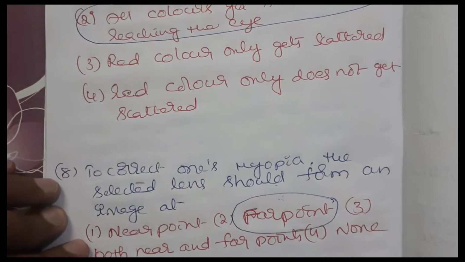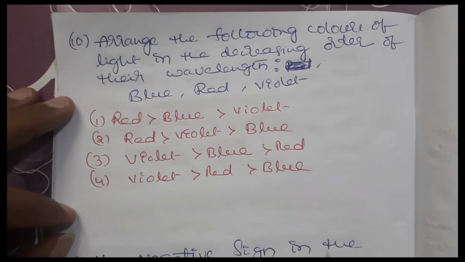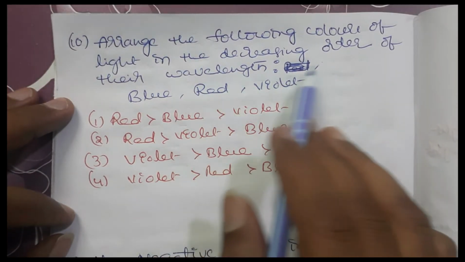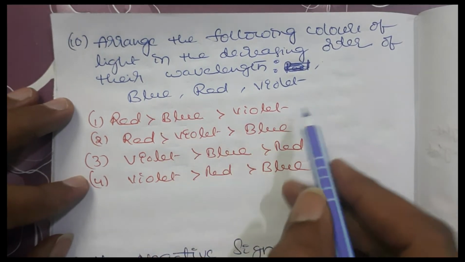Next, question number 10, students. Arrange the following colors in the decreasing order of their wavelength. So red is greater than blue, blue is greater than violet.